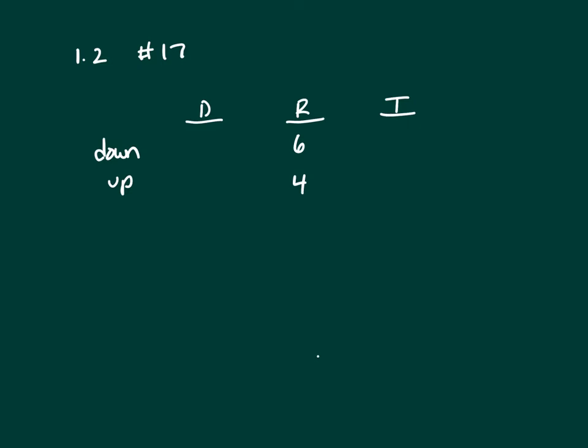So I'm trying to fill in 2 columns. It says the trip upstream takes 2 hours longer. So I don't know anything about downstream, so I'm going to call that x. And upstream would be x plus 2, it's 2 hours longer. And then we know that distance equals rate times time. So the distance here will be 6x, and the distance here will be 4 times (x plus 2).